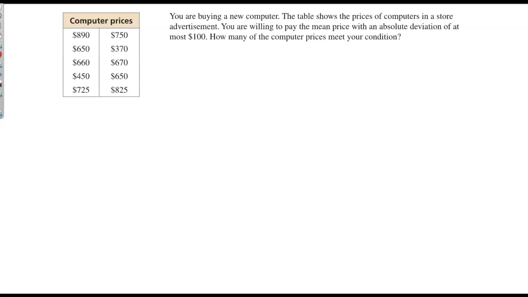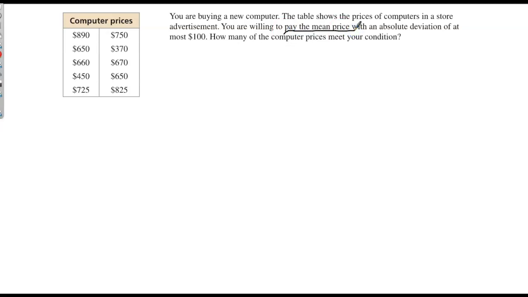Okay, you are buying a new computer. The table shows the prices of computers in a store advertisement. You're willing to pay the mean price with an absolute deviation of at most $100. How many of the computer prices meet your condition? Okay, so first of all, it says that we're going to pay the mean price. How are we going to figure out the mean price?